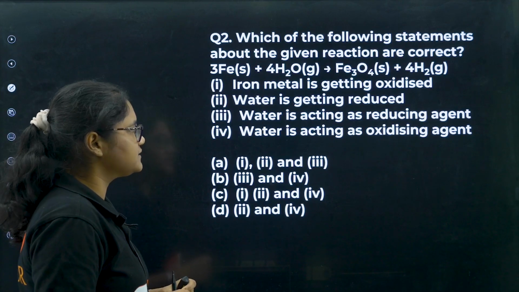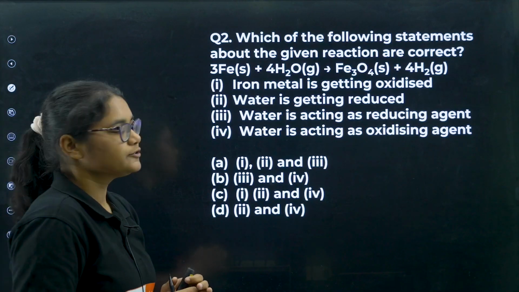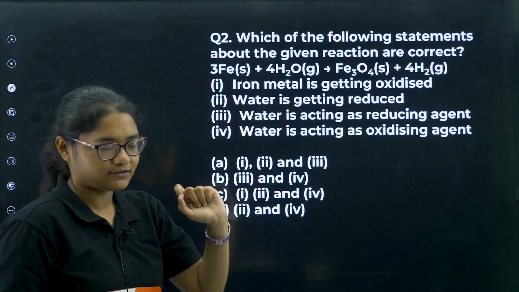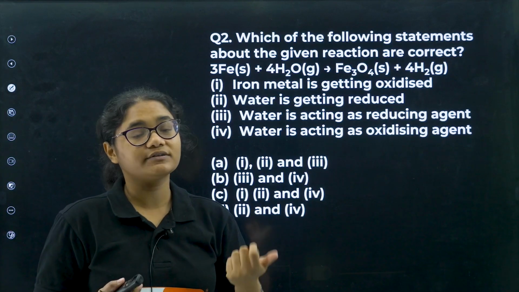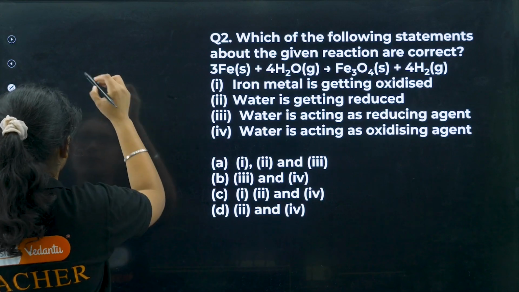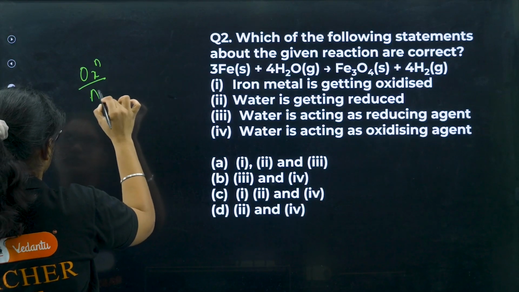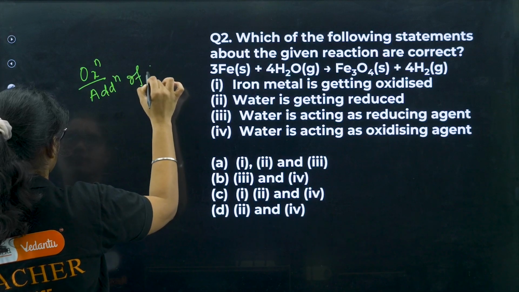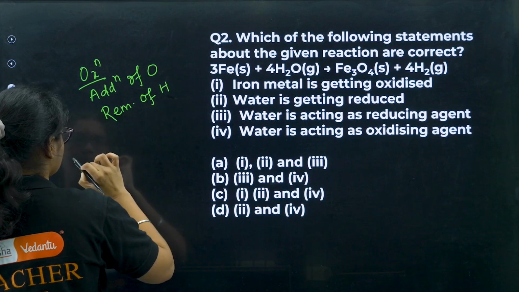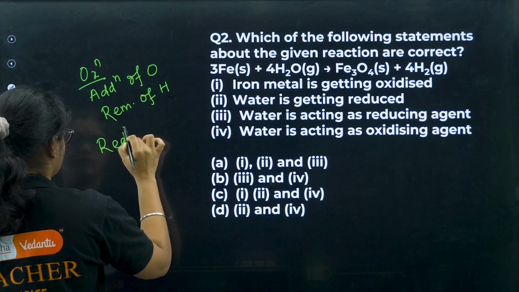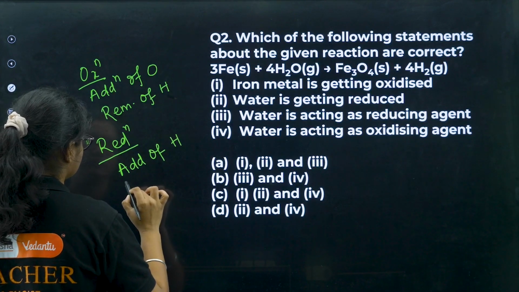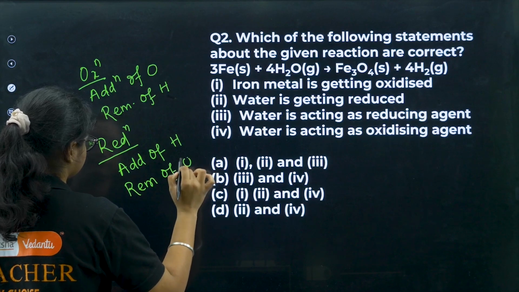Now which of the following statements about the given reaction are correct? Okay, so the first one is the reaction. We can see iron metal is getting oxidized. If you know the definition of oxidation: oxidation means addition of oxygen, or we can say removal of hydrogen, right? And what is reduction? Reduction is addition of hydrogen, and removal of oxygen, okay.